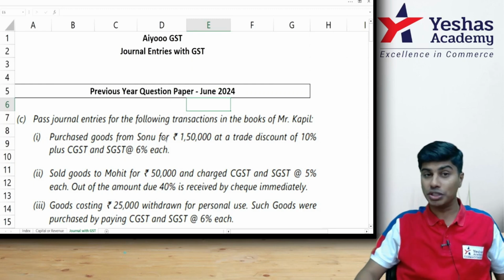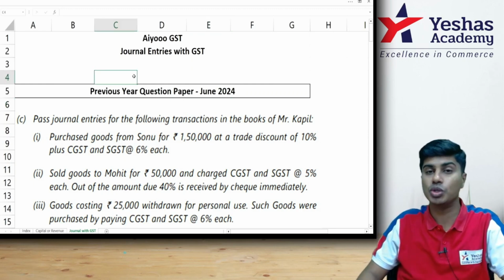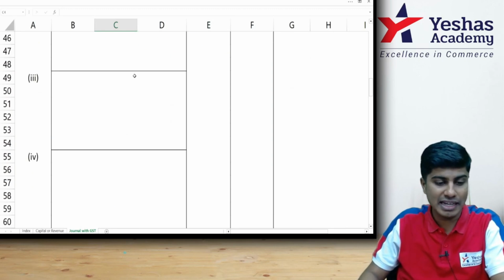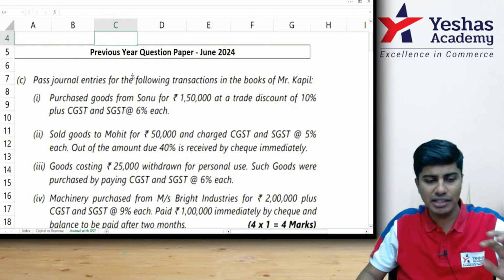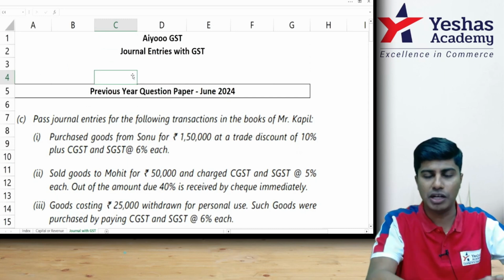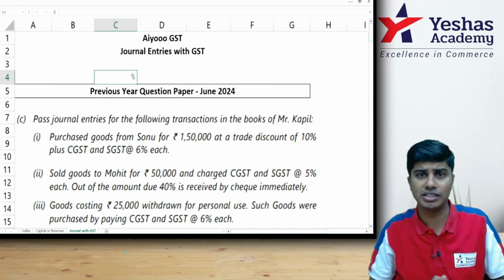For this, I picked two questions. One question is from June 2024 examination. The second question is from June 2024 RTP. Before I teach you anything with regard to this particular solution, let me make you understand goods and service tax.